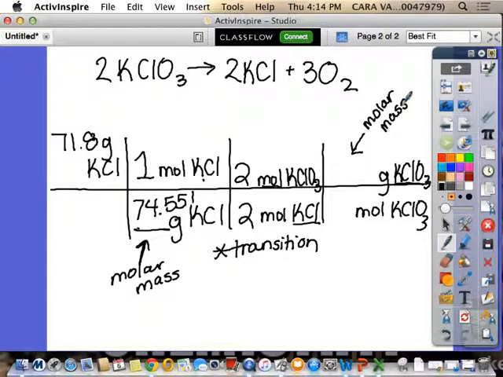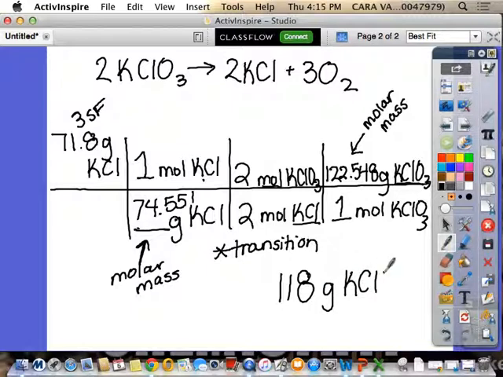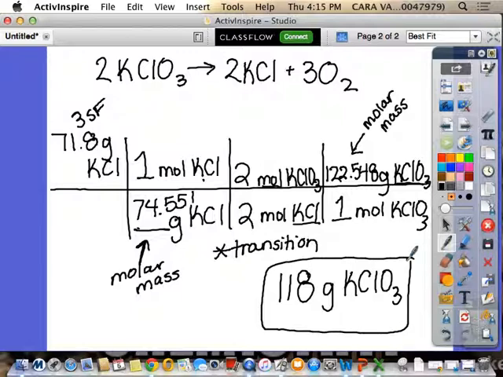So when we calculate the molar mass of potassium chlorate, we get 122.548 grams. And as always, the molar mass always equals 1 mole. So once again, we're going to multiply straight across and then divide. If you look at your original starting substance, you've got 3 significant figures in that measurement. So that means that our answer also needs to be reported in 3 significant figures. So with rounding, that would be 118 grams of potassium chlorate. Remember, you have got to include units, and you've got to include what compound those units are referring to.